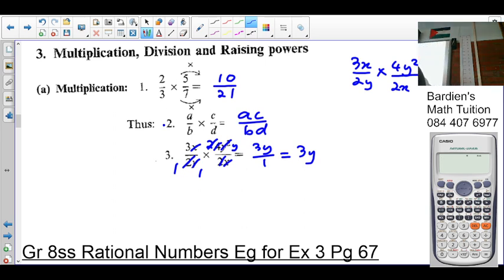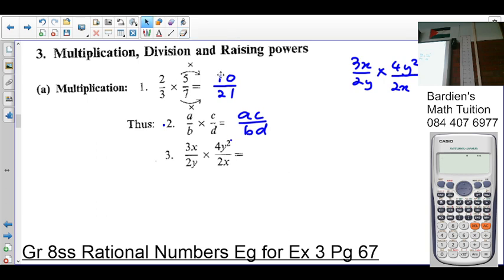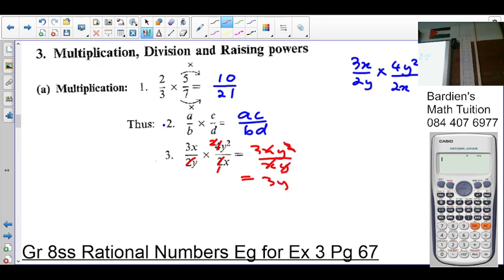People, that's one way of doing it. Otherwise, what I could also do is simplify the numbers only. So 2 goes into 2 once, 2 goes into 4 twice. 2 cancels 2. So 3x times y squared is 3xy squared over x times y, which is xy. Then x cancels x, so it's 3, and y cancels one of those y's, so it's 3y. That's another way of doing it.